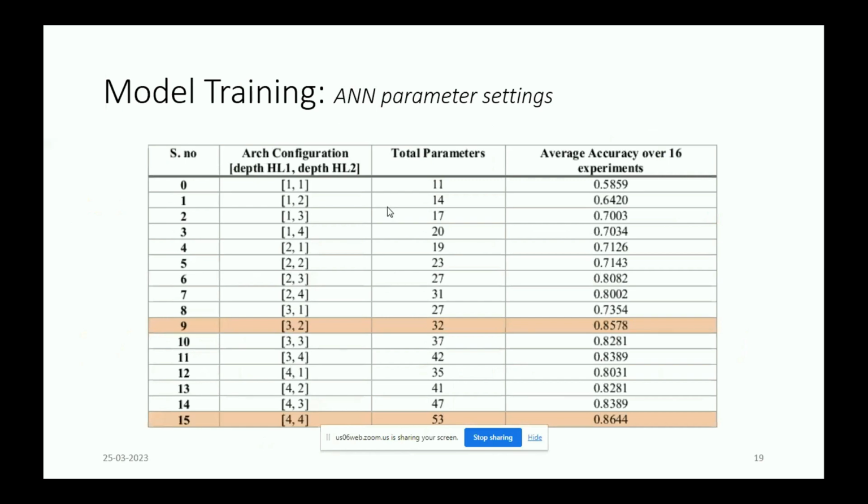And for the ANN, the experiment we have done was to find out which network is giving us the better accuracy. For this architecture, for hidden layers 1 and 2, what will be the depth of both layers? We tried different architectures, and these are the results which we got. From here we have selected the best architectures, number 9 and 15, which are giving the highest accuracy for the 2 hidden layer architecture.